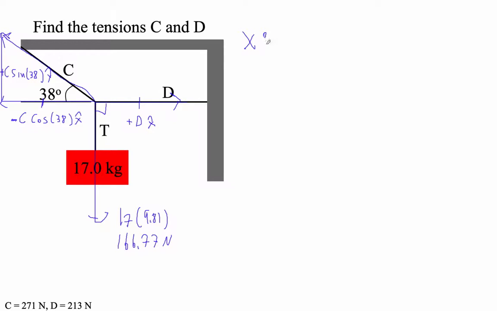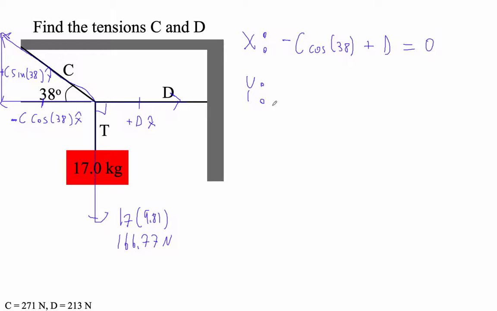I think we're ready. So in the x direction, we've got the opposite of C cos 38 plus D is 0, right? So this one to the left plus that one to the right is 0. And in the y direction, this is not solvable. We have two unknowns, one equation.